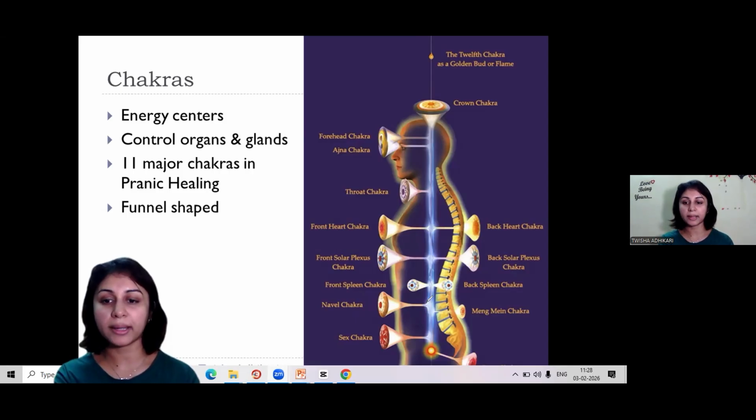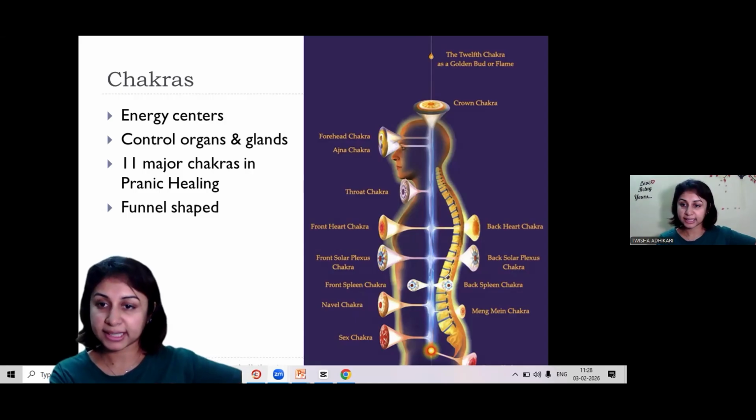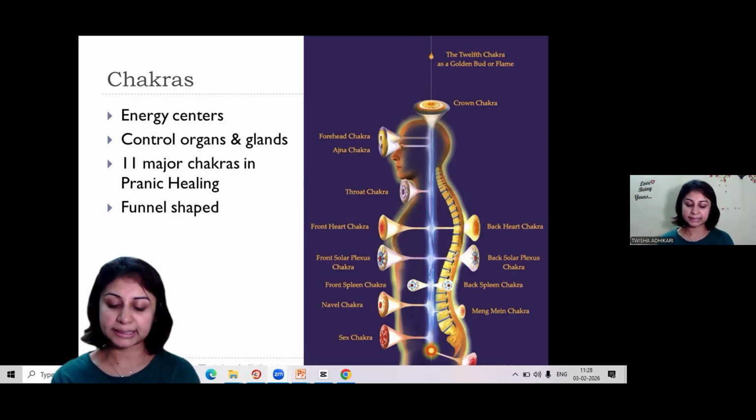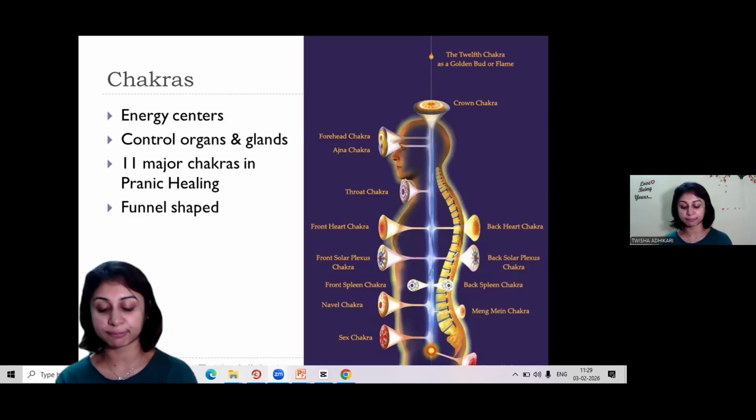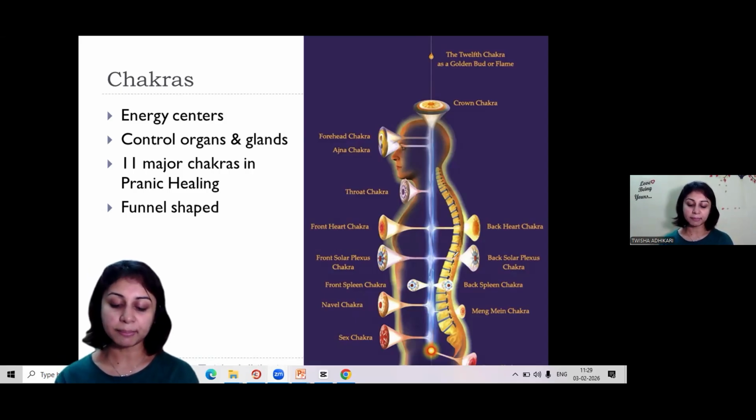spleen chakra. Now the spleen chakra is located on the left side, exactly where the spleen organ is. So we have two spleen chakras, the front and the back. The spleen chakra is located at the middle part of the left bottom rib. Both have the same functions, and it has six petals. It is mainly the entry point of the air prana.